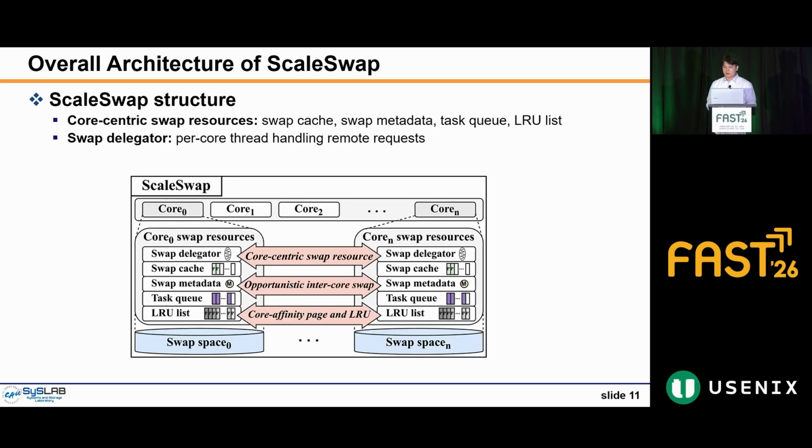This slide shows the overall structure of ScaleSwap. Swap resources are no longer globally shared. They are owned by individual cores. Each core has its own swap resources, such as swap metadata, swap cache, task queue, and LRU list. Also, each core has a delegator thread. When a core needs help from another core's swap resources, it sends a task to that core's delegator. This way, we reduce global sharing and improve scalability.